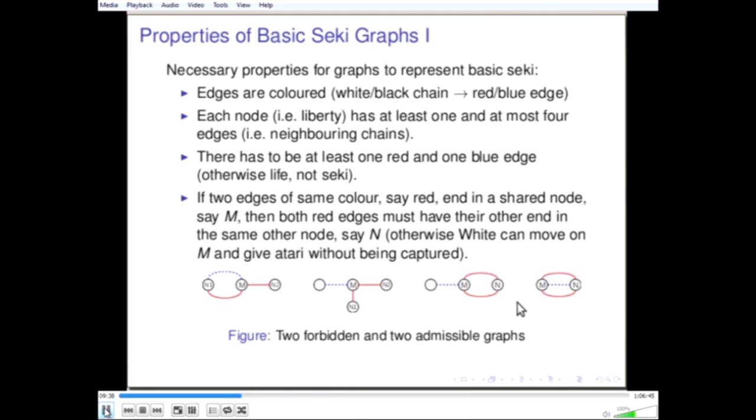Why is that the case? Well, in this situation, if white makes a move on this liberty, then the resulting white chain would still have two liberties, but the black chain would have only one liberty. So it would not be a Seki. White could capture this black chain. The same here. Whereas here, if white puts a stone on this liberty, black can capture the resulting white chain. Similar to here.